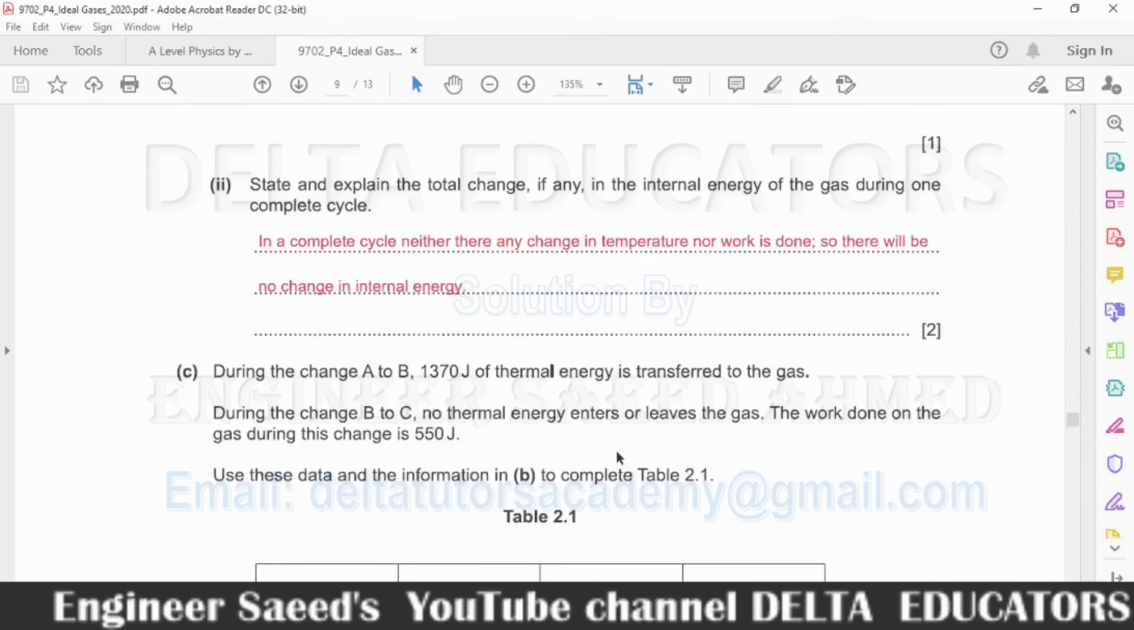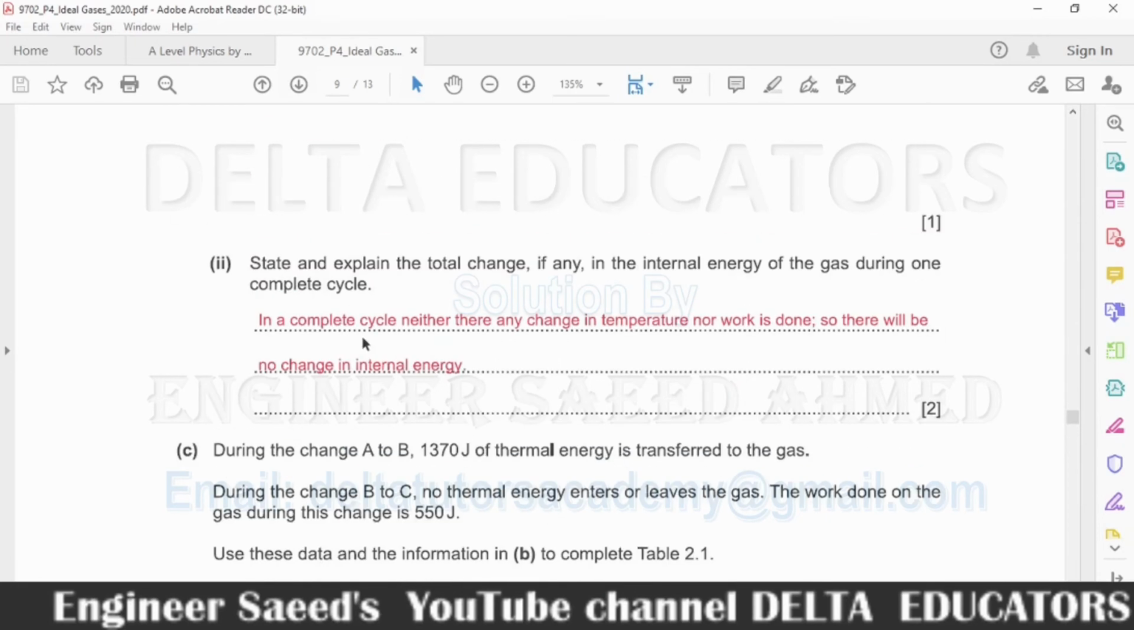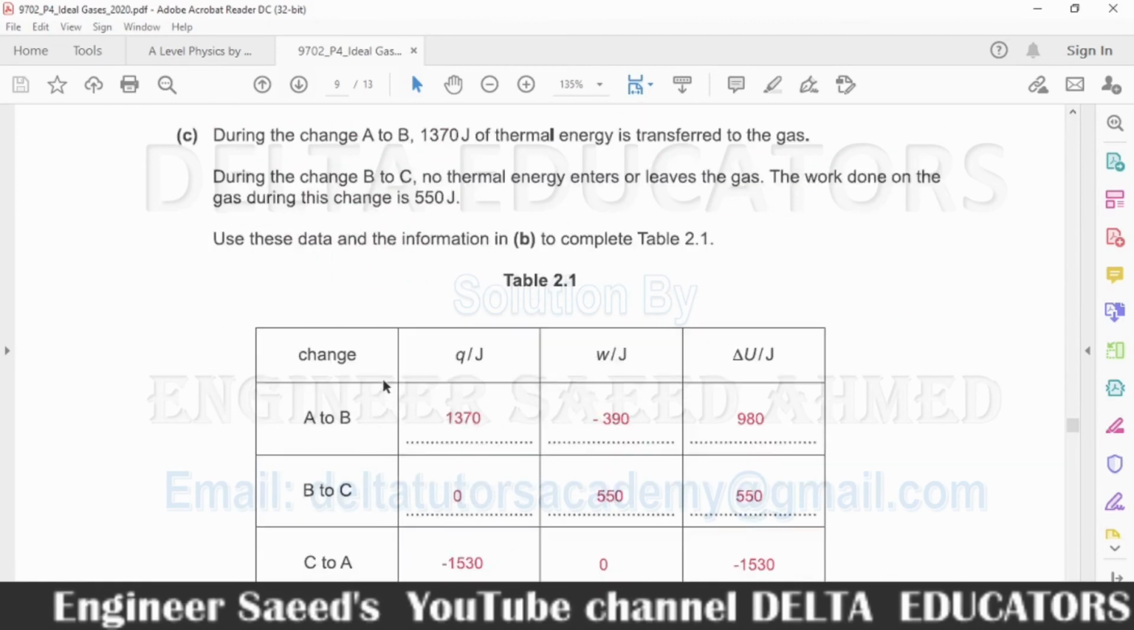Now in the previous part, we have checked that in the complete cycle, there is no change in internal energy. Means change in internal energy is 0. So whatever be the increase in internal energy in the previous parts, the same amount of internal energy will be decreased in this part, so that the total resultant will be equal to 0.